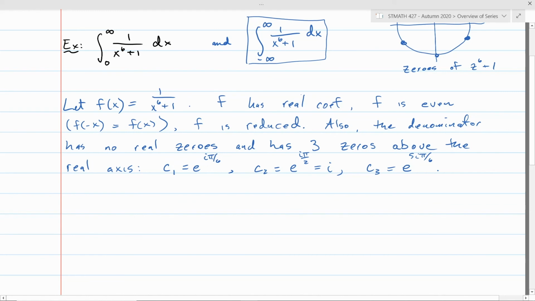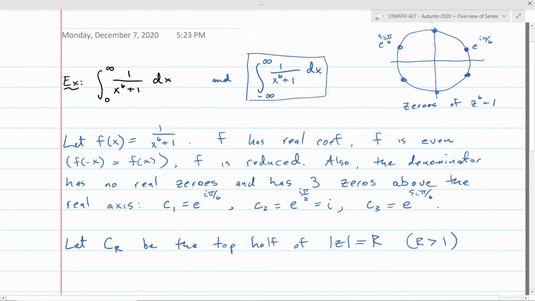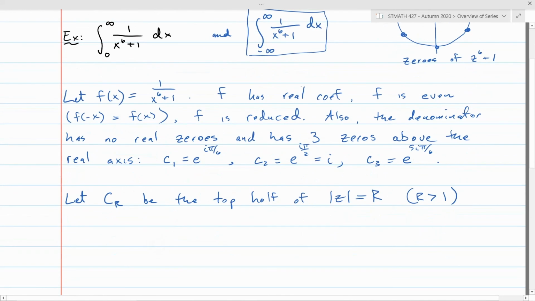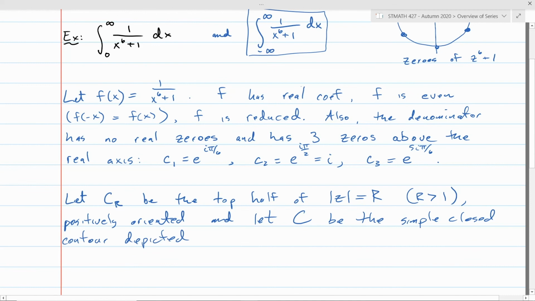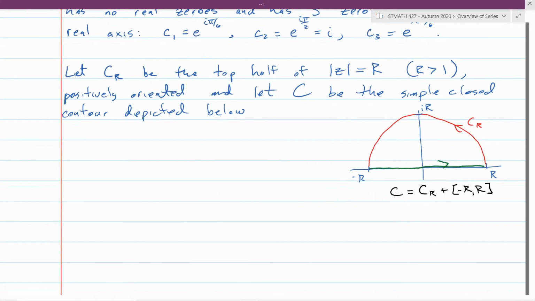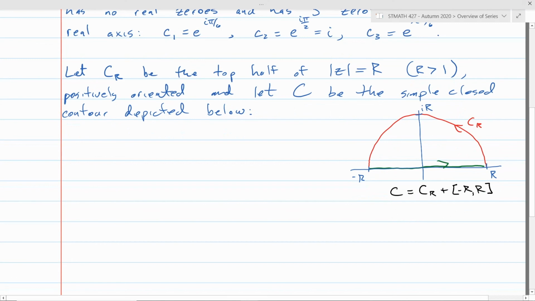So given this setup, if we do negative r to positive r, next let's let c sub r be the top half of modulus z equals r, of course with r bigger than 0 here. In fact, let's make r bigger than 1 because that'll be big enough to enclose those zeros that we have up there, and of course positively oriented, and we'll let c be the simple closed contour depicted below. Okay, so c consists of that red semicircle and then the green part of the x-axis there.